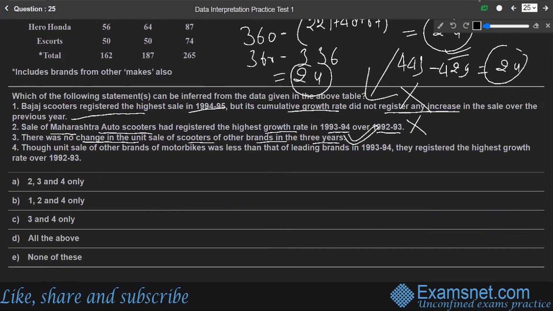Let us check statement number 4. Though unit sale of other brands of motorbike was less than that of leading brands in 93-94, they registered the highest growth rate over 92-93. He's saying the unit sale of other brands of motorbikes is less than that of leading brands, and they registered the highest growth rate over 92-93.